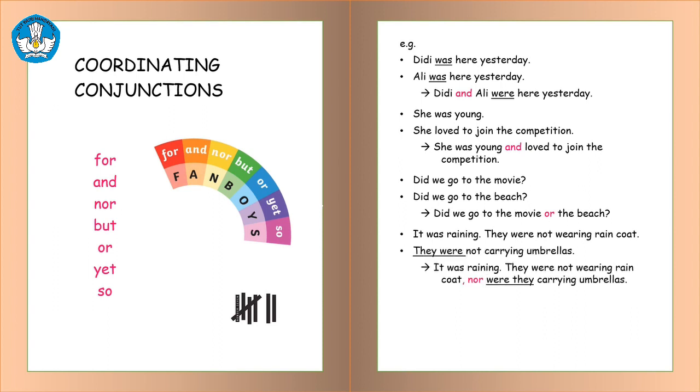It becomes, it was raining. They were not wearing raincoats, nor were they carrying umbrellas. The last one, we tried hard. The project was still unfinished. The coordinating conjunction here: we tried hard, yet the project was still unfinished.